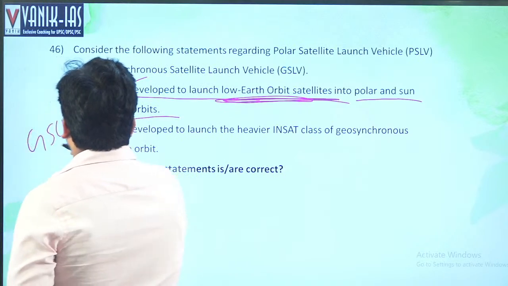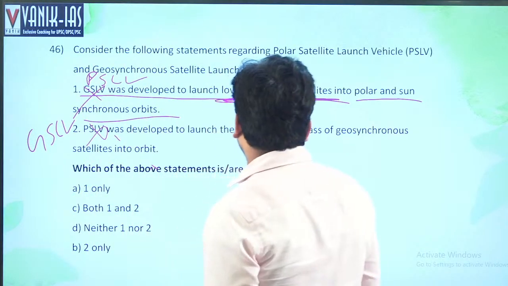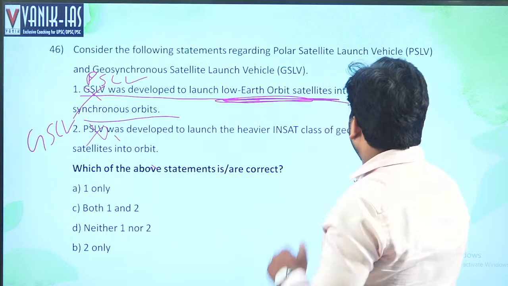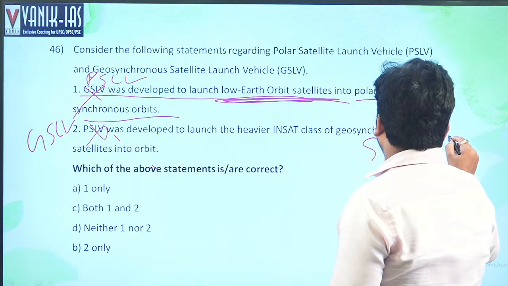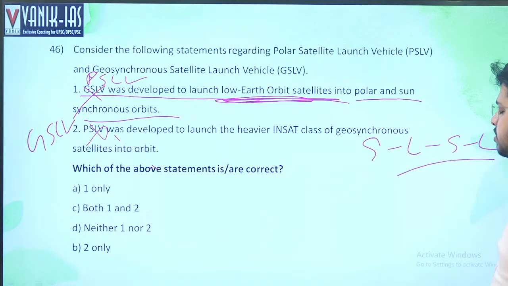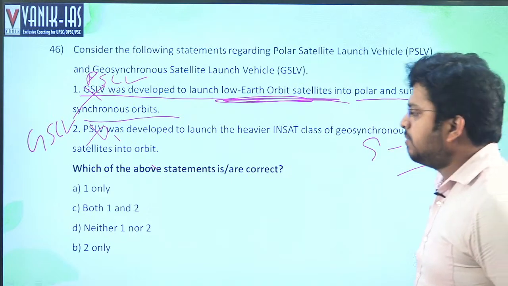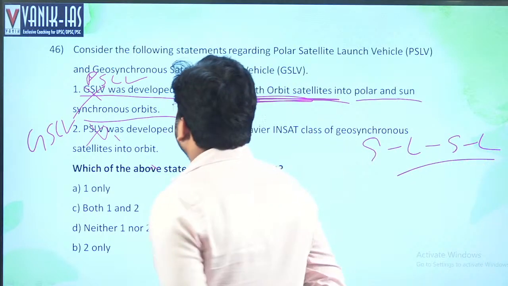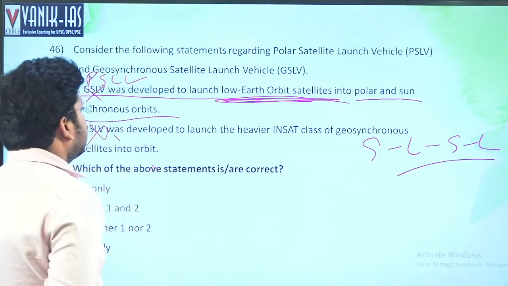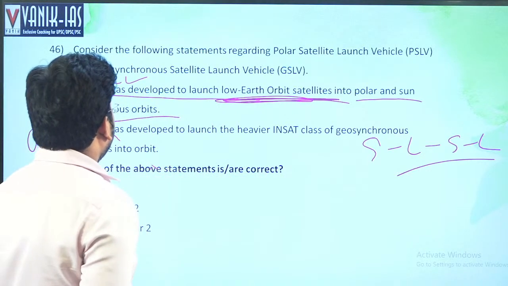PSLV is the Polar Satellite Launch Vehicle, used for low Earth orbit, that is from 400 to 500 km. PSLV has four stages using solid, liquid, solid and liquid propulsion. These are the energy levels of PSLV. And PSLV was developed to launch heavier satellites, which led to the geosynchronous satellite launch vehicle.